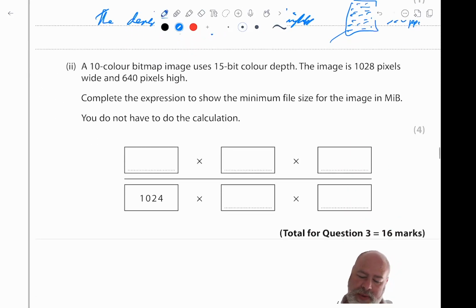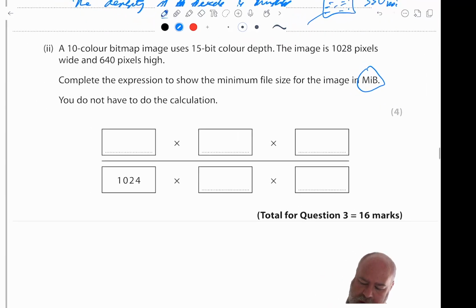A 10 color bitmap image uses 15-bit color depth. The image is 1028 by 640. Complete the expression to show the minimum file size for the image in megabytes. Right, okay, so we've got to be careful here.